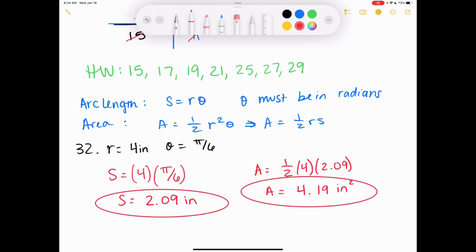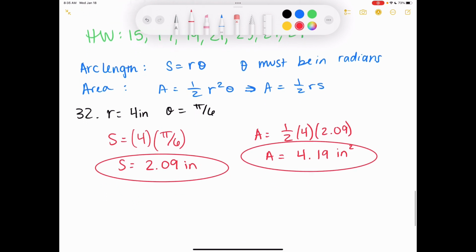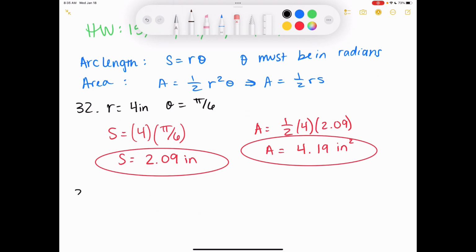Any questions about how we did that or anything with the more basic one? All right, let's look at one then where theta is not in radians, so we can review converting. So 34, R is equal to 15 centimeters. Theta is equal to 45 degrees.